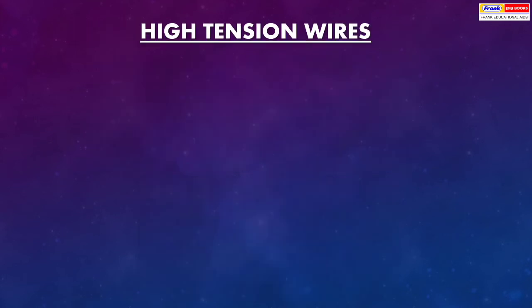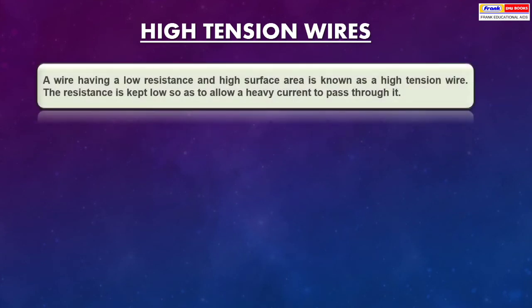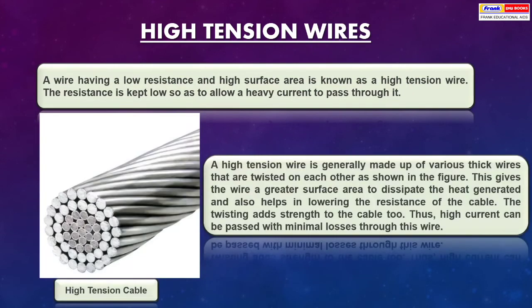High tension wires. A wire having a low resistance and high surface area is known as a high tension wire. The resistance is kept low so as to allow a heavy current to pass through it. A high tension wire is generally made up of various thick wires that are twisted on each other, as shown in the figure. This gives the wire a greater surface area to dissipate the heat generated and also helps in lowering the resistance of the cable. The twisting adds strength to the cable too. Thus, high current can be passed with minimal losses through the wire.